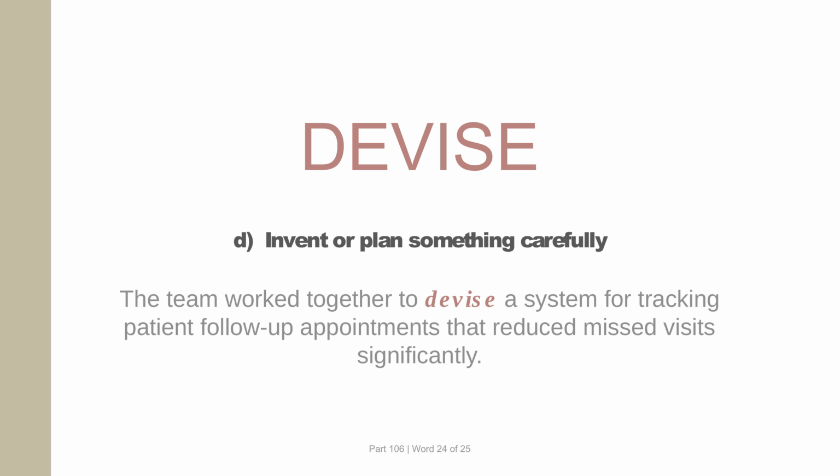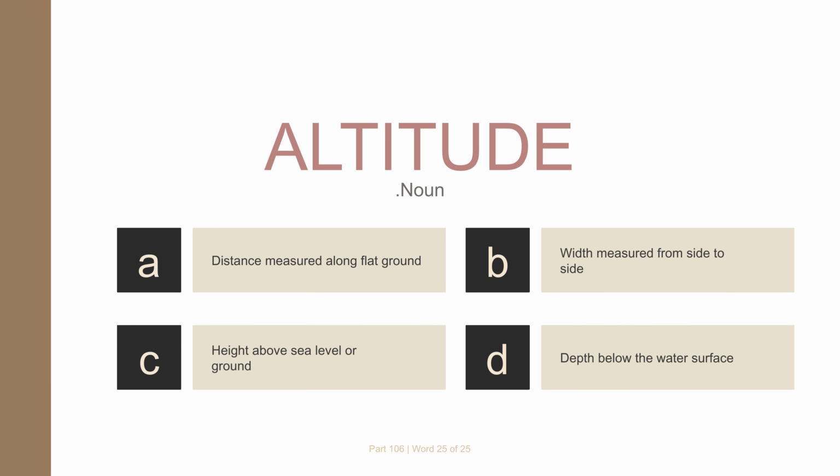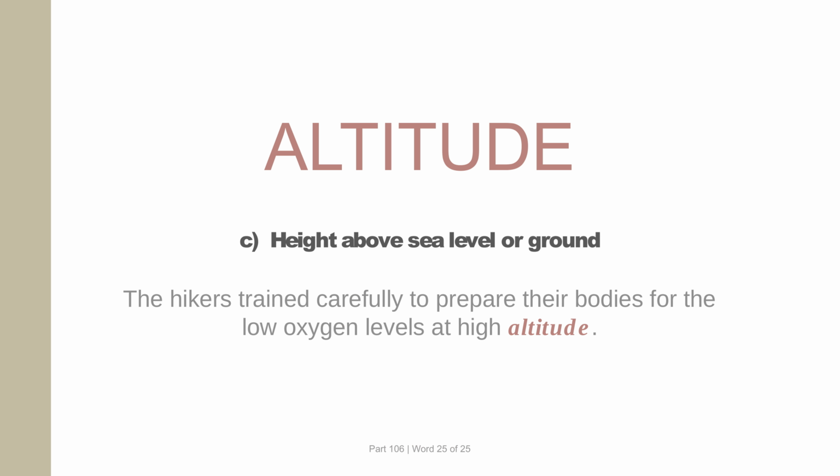Question 25. What is the meaning of altitude? Option A, distance measured along flat ground. Option B, width measured from side to side. Option C, height above sea level or ground. Option D, depth below the water surface. Correct answer, option C. The correct meaning of altitude is height above sea level or ground. Example: the hikers trained carefully to prepare their bodies for the low oxygen levels at high altitude.